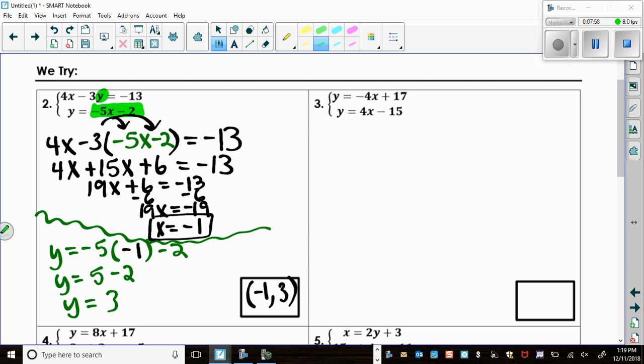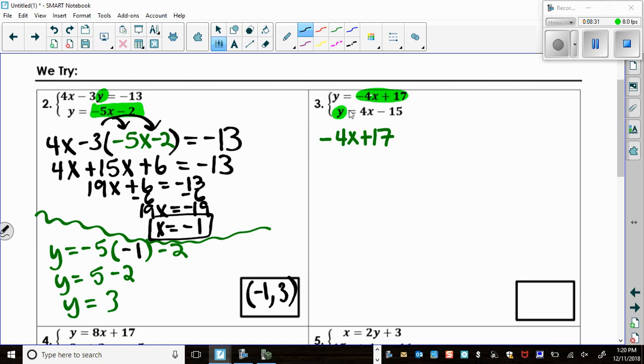So I'm going to look at this first one here: y equals negative 4x plus 17. That expression I'm going to plug into the second one and replace that y. So all I have are just the x's and the numbers. I don't want any y's in this case. So I'm going to use the green marker to show you that the top equation, negative 4x plus 17, I'm going to plug in to this y right here.